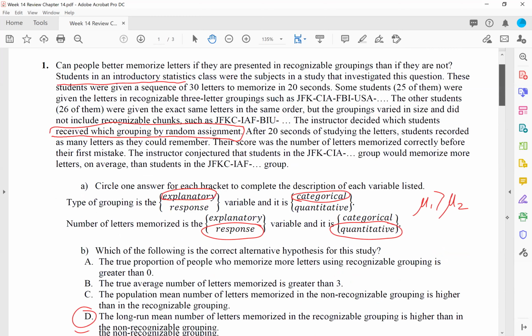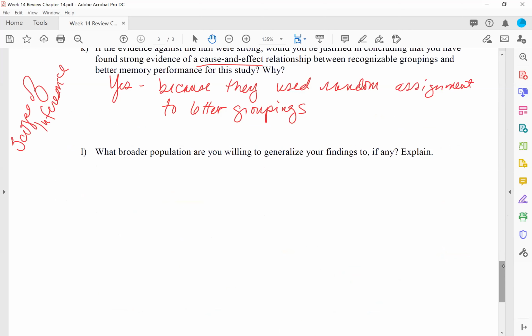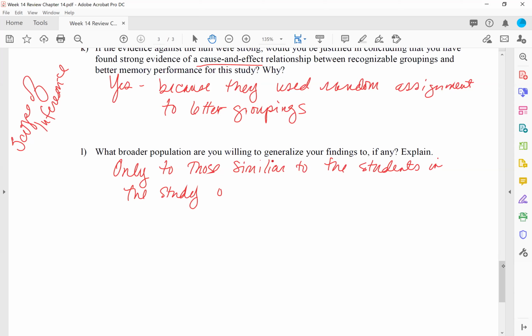So this is an example of a convenience sample. So we can only generalize to those similar to the students in the study, because this was not a random sample. Good.